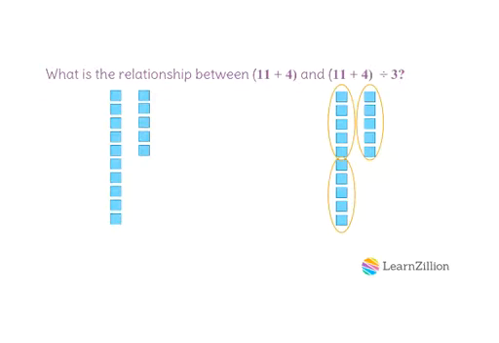That means it takes 3 of the groups of 5 to make the sum of 11 plus 4. One way to write this is 11 plus 4 is 3 times the value, or 3 times greater, than 11 plus 4 divided by 3.